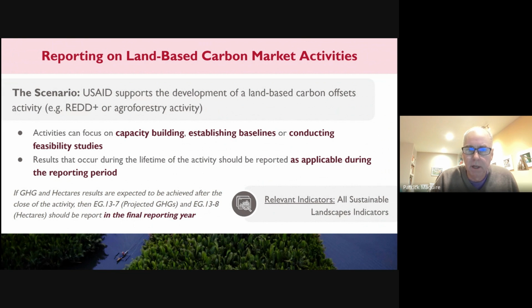And these activities don't need to be actually putting a tree in the ground. It could be the capacity building around that, establishing the baselines that Larissa talked about that are essential for this work, and conducting feasibility studies. And the results that occur during the lifetime of the activity should be reported during the applicable reporting period. So if you're achieving a result that year, report on it that year.